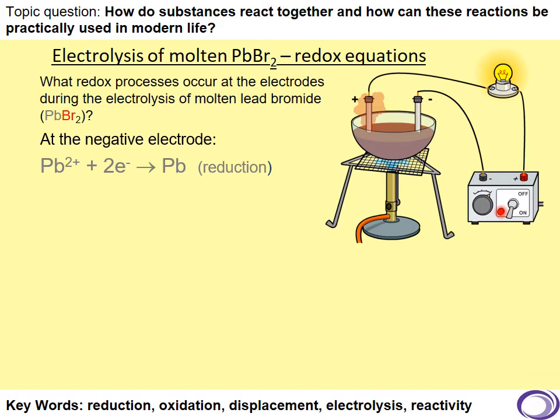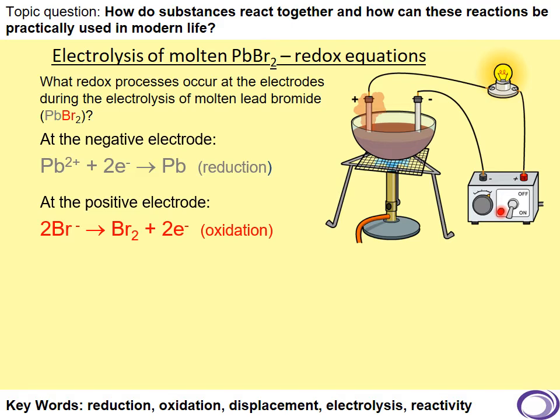If we look at the positive electrode, the anode, here we had 2 bromide ions being attracted to the electrode where they gave up their electrons, and each bromide ion had 1 electron, so they gave up 2 electrons in total. The bromide ions form this bromine molecule and release 2 electrons, so they've lost electrons, and the loss of electrons is oxidation, so that's an oxidation process.